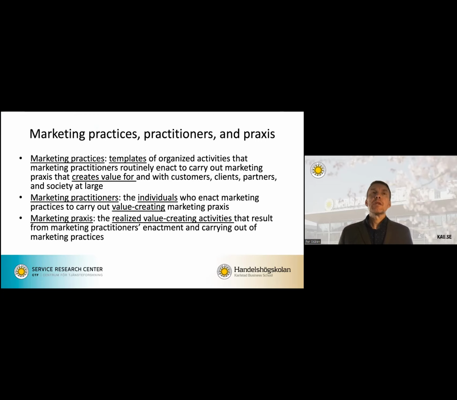So on the basis of Schatzki's conceptualization of practices based on his practice theory, supported by the review of prior research, we say that we can understand marketing practices as templates of organized activities that marketing practitioners routinely enact to carry out marketing praxis that creates value for and with customers, clients, partners, and society at large. So marketing practices are the practices used to create value. So we connect here to the research in marketing, but also to the definition of marketing by the AMA. Marketing practitioners are the people that carry out marketing practices. And marketing praxis then is the realized value-creating activities.